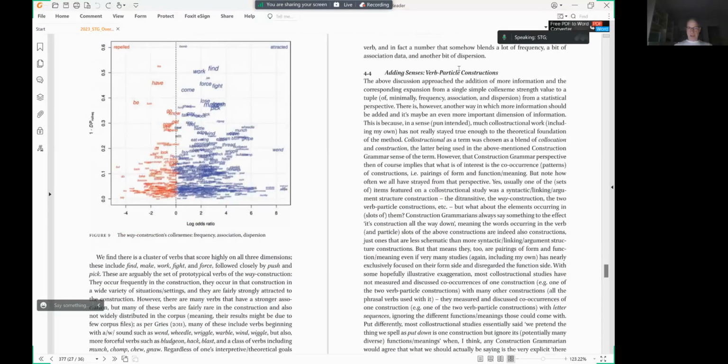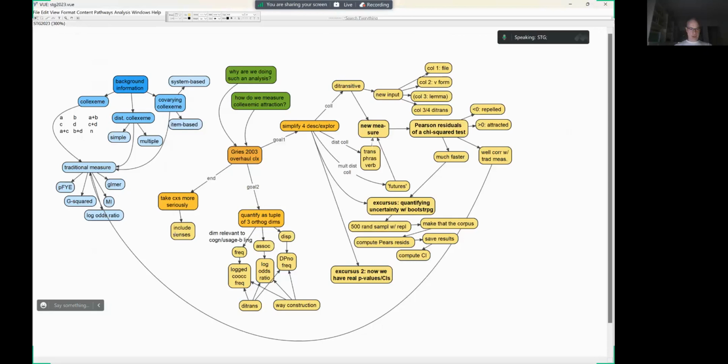And then finally, this thing at the end, adding senses. So looking at the verb particle constructions. So we already know from the abstract that it said include senses. Now, apparently we know that it's doing that with the case study of transitive phrasal verbs.